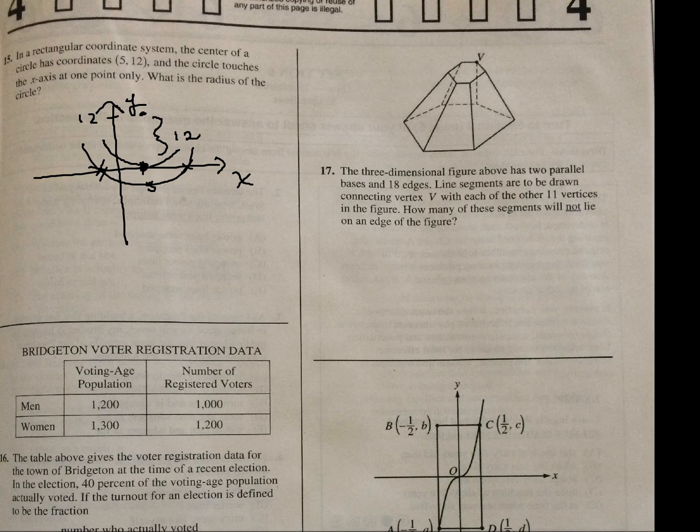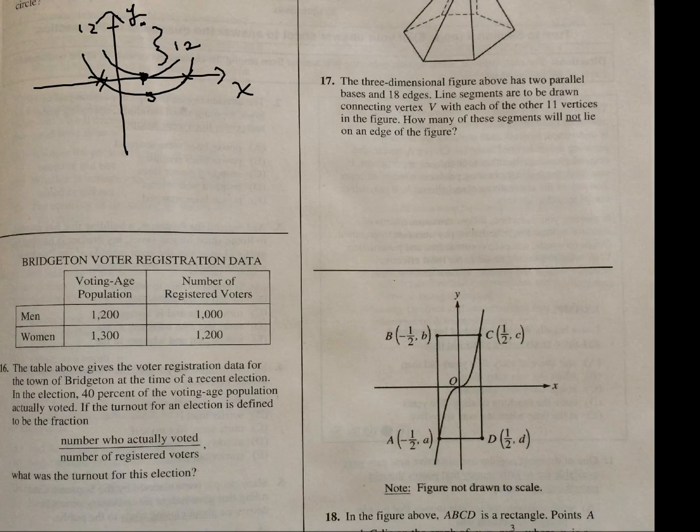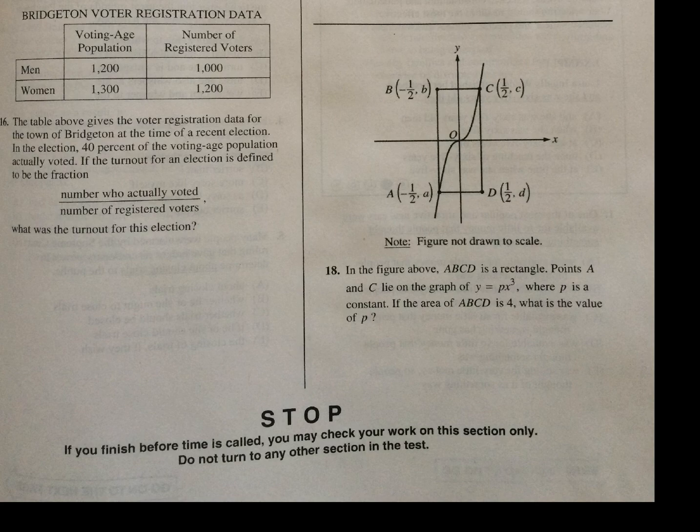All right, there's 4 problems on this page. Oh no, okay. All right, this one has a lot of words. The table above gives the voter registration data for the town of Bridgeton at the time of a recent election. In the election, 40% of the voting age population actually voted. If the turnout for the election is defined by the number who actually voted over the number of registered voters, what was the turnout of the election?